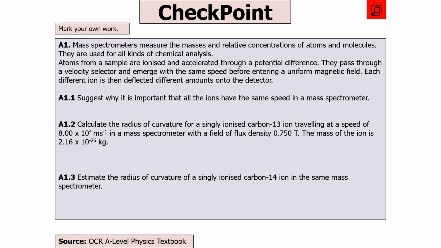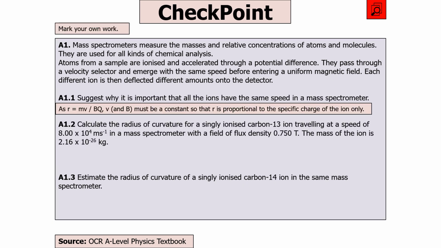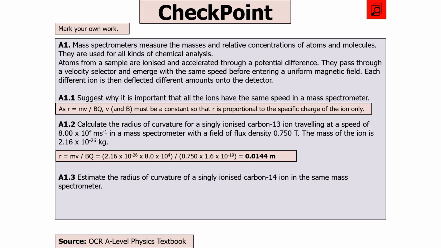Right, in this first one, we know r equals mv over bq. v and B happen to be constant, so therefore r can only be proportional to the specific charge of the ion only. In our next question, r equals mv over bq, we pop in all our values from the question. So we know what m is, we know what v is. Now we can work out what m is because we know it's carbon-13, and we also know the mass of a single atomic unit, so you can work it through like that. Pop in all the values again for B and q, and we get 0.0144 meters.